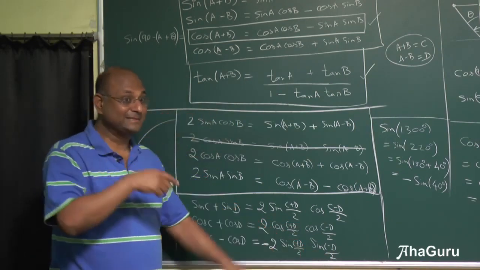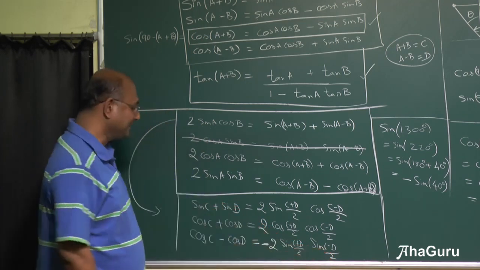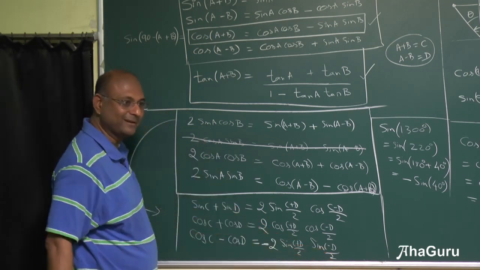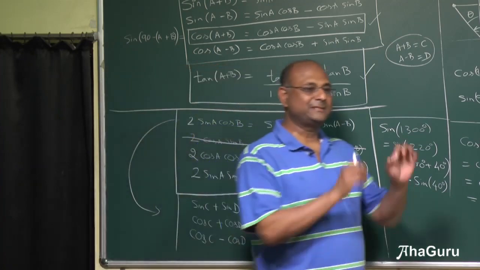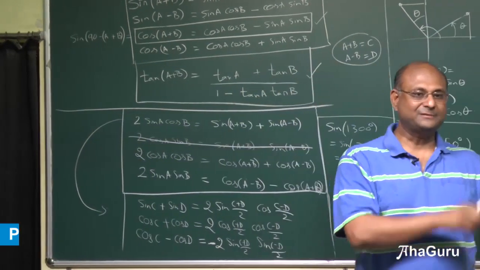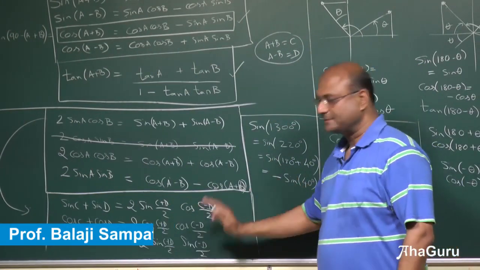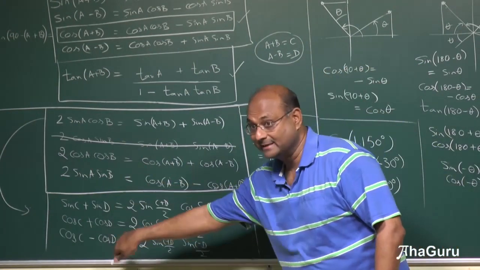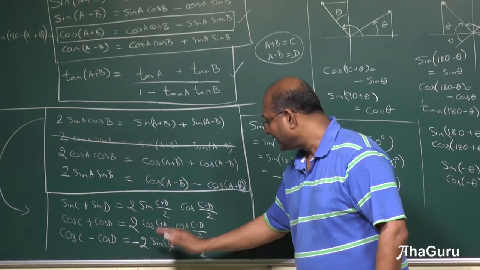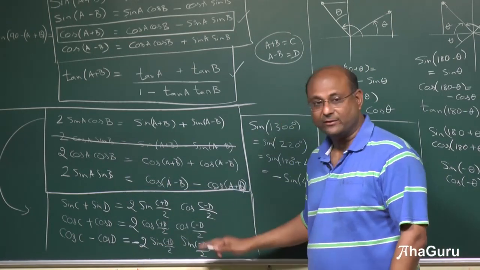But then you have to remember it is D minus C by 2. My suggestion is it's easier to remember the minus sign outside. For cos of C plus cos of D, it is always 2 cos of C plus D by 2 cos of C minus D by 2. For cos C minus cos D, there is a minus sign outside: minus 2 times sin of C plus D by 2 sin of C minus D by 2.